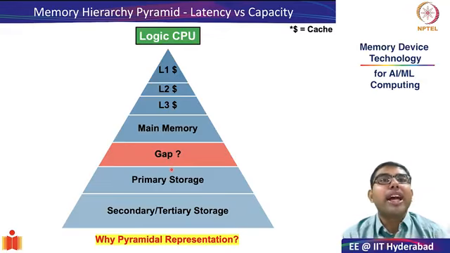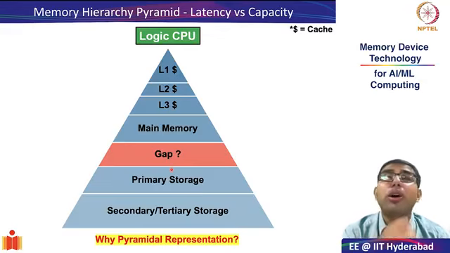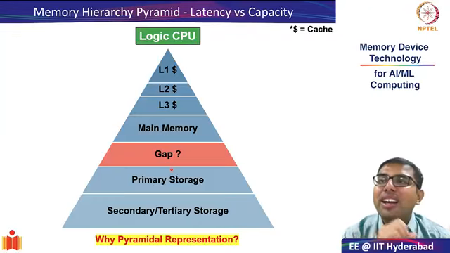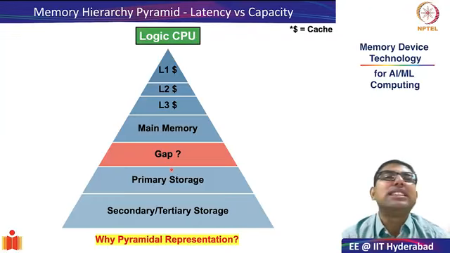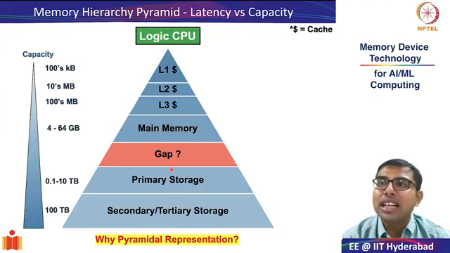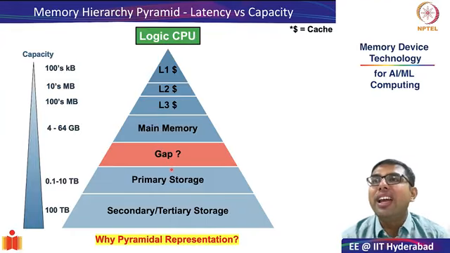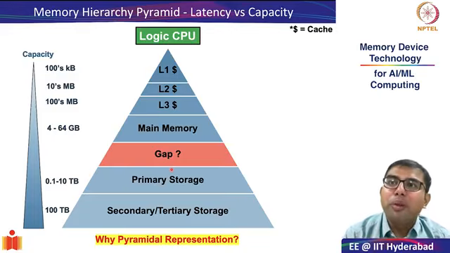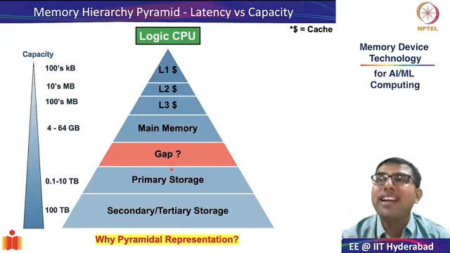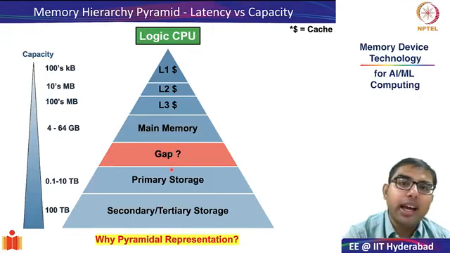So now we would like to address one of the most important questions in this particular course. Why do we have the arrangement of the memory hierarchy in the form of a pyramid? What is the meaning of having things in a pyramid? As we will see and have discussed, it is nothing but the trade-off between latency and capacity based on where the element is placed in the memory hierarchy.